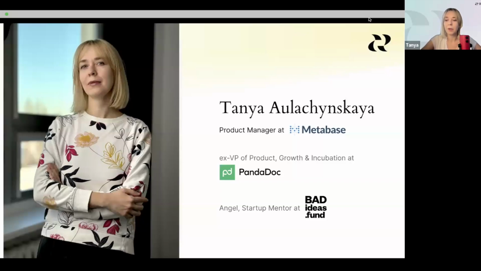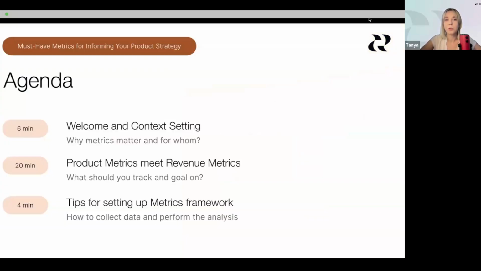So, a little agenda for what we will talk about today. We will talk about metrics, what kind of metrics matter, and for whom. Then we will try to understand how we connect the most popular product metrics with the revenue metrics, and which metrics you can have goals on as a product manager and which metrics I would not recommend having as your goals for OKRs, for example. And the last small section is about tips on how to set up the metrics framework, collect data, and perform the analysis, because usually that's a problem in many companies.